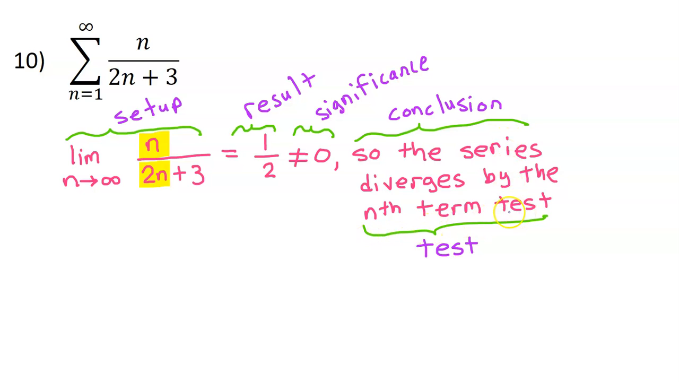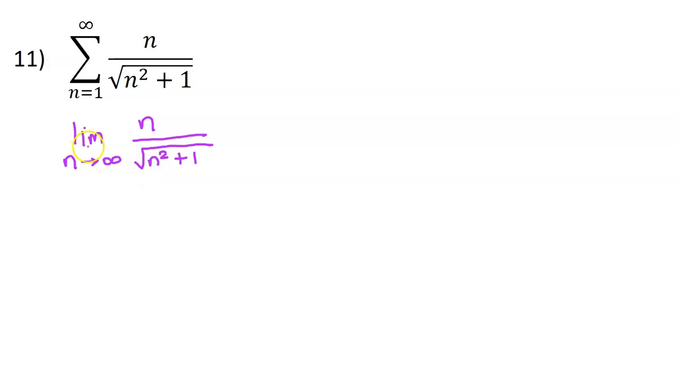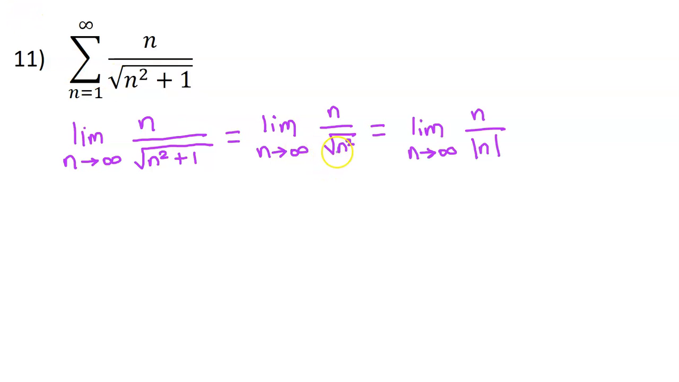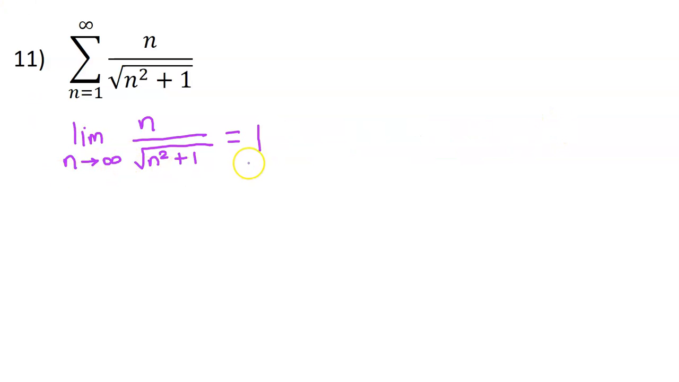the test you used. For number 11, the setup is the limit of this expression as n approaches infinity. The 1 won't matter as n approaches infinity, so the original limit will be the same as the limit of n over the square root of n squared. Be careful, the square root of n squared is actually the absolute value of n, not just n. But as n approaches infinity, n is positive, so the absolute value doesn't really matter. So we get the limit of n over n, which is 1. Feel free to do all that in your head.